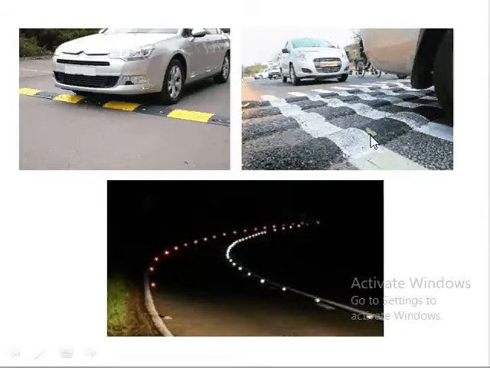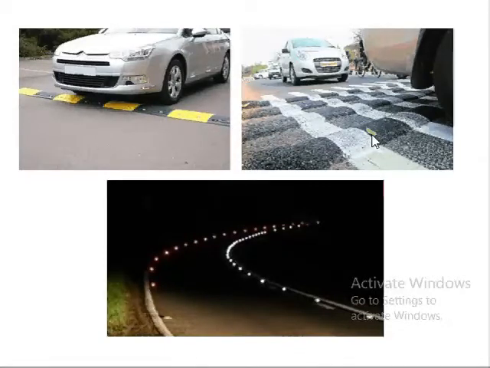Rumble strips are a set of speed breakers which, whenever a road is approaching towards a major intersection, a set of speed breakers are provided, because a single speed breaker is not at all enough to lower down the speed of the vehicle.